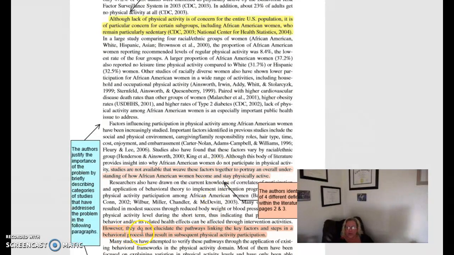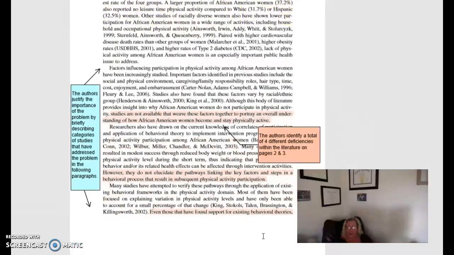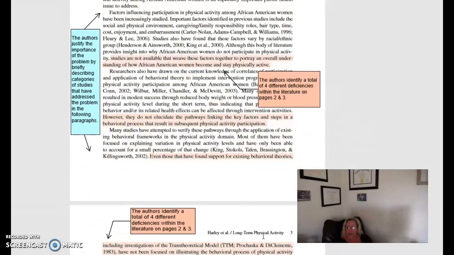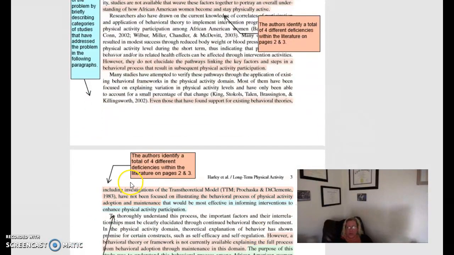Here it says, however, they do not elucidate the pathways linking the key factors and steps in a behavioral process that result in subsequent physical activity participation. So again, they're identifying a gap in the literature, a reason for you to be doing the study that you want to do. We don't want to research stuff that somebody else has already researched. There's no need for that.